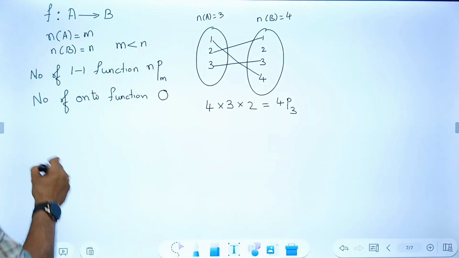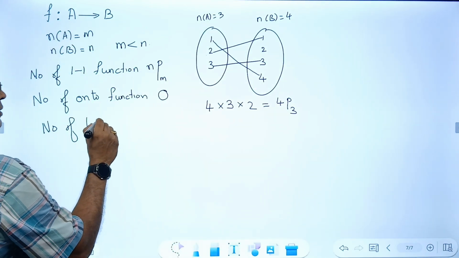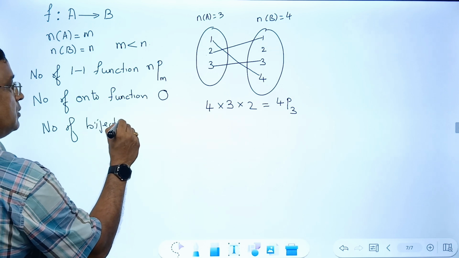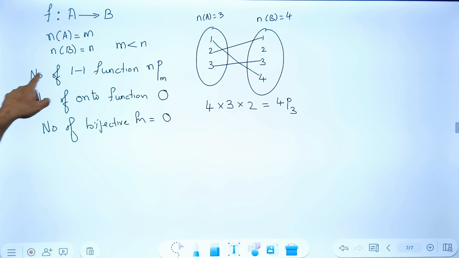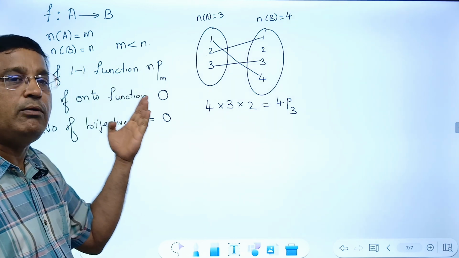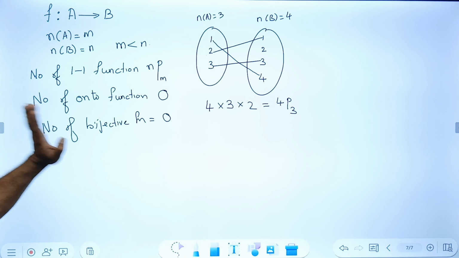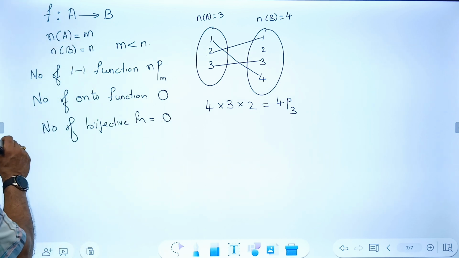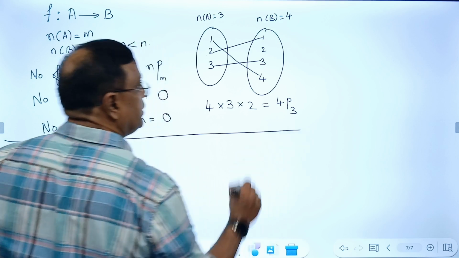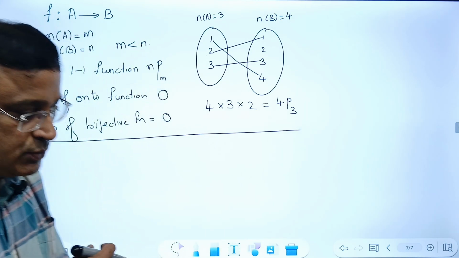Now what will be the number of bijective functions? The number of bijective functions will obviously be 0 because it is one-to-one, but it is not possible to have onto. Since it is not possible to have onto, the number of bijective functions will be 0. So very, very important. Make a note of this. This will be very useful for you. Okay. Now let's go to the next one.